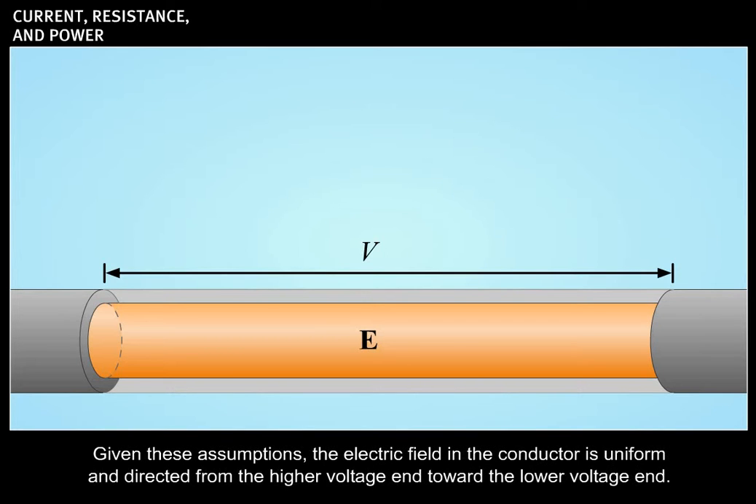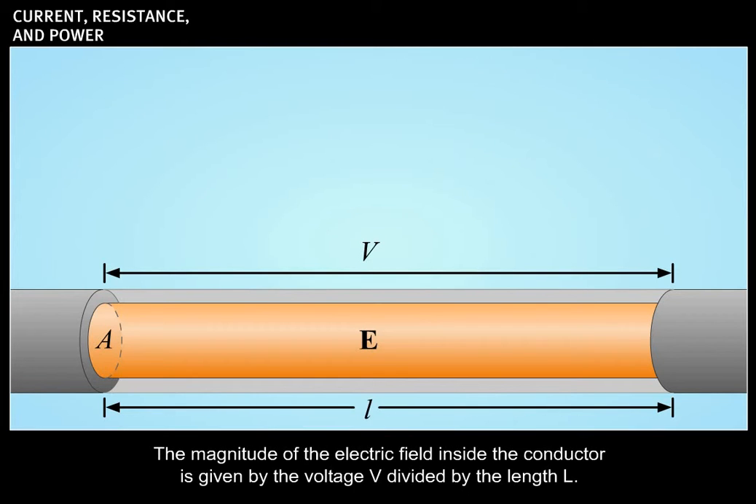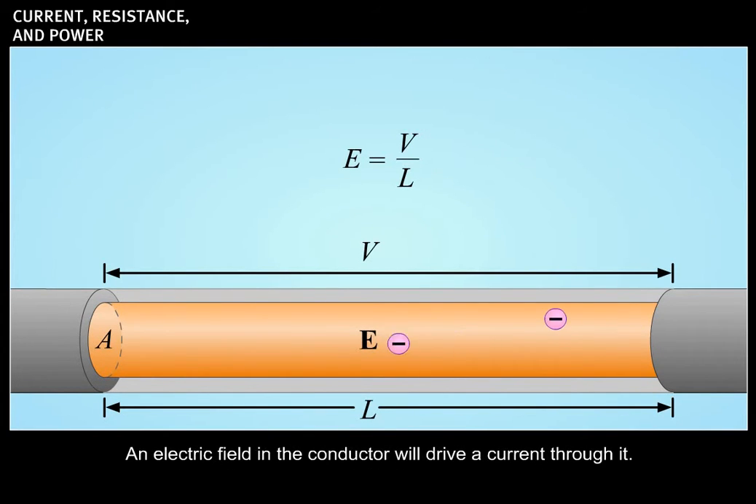Given these assumptions, the electric field in the conductor is uniform and directed from the higher voltage end toward the lower voltage end. Let the length of the conductor be L and its cross-sectional area A. The magnitude of the electric field inside the conductor is given by the voltage V divided by the length L. An electric field in the conductor will drive a current through it.